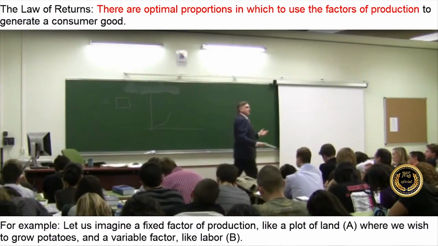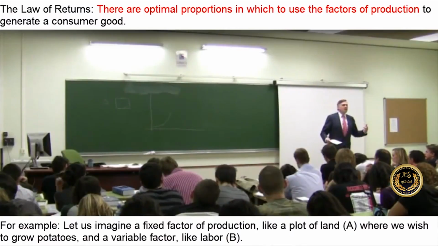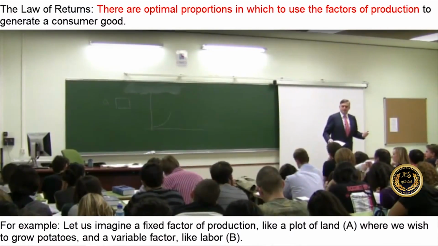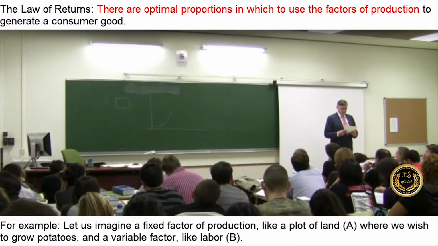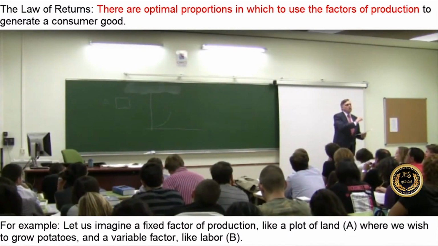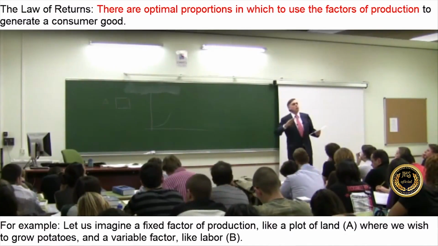One lone worker on that plot doesn't get much done, but as soon as there are 2, the final output of potatoes more than doubles. And if there are 3 workers, it more than triples. This happens for a certain number of additional units of the variable factor.